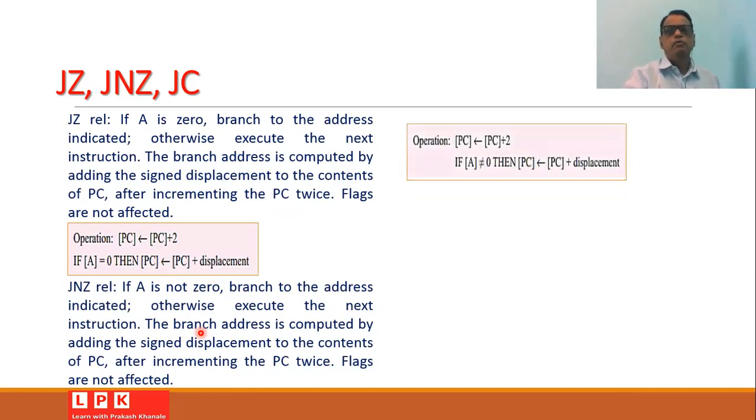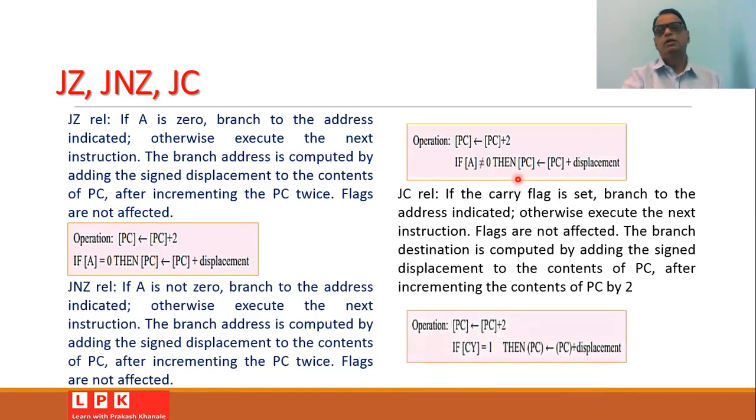So for example, if we execute this instruction, jump if not 0, relative address, then the content of program counter will be incremented by 2. And if the content of A is not equal to 0, then the content of the PC or program counter will be changed.